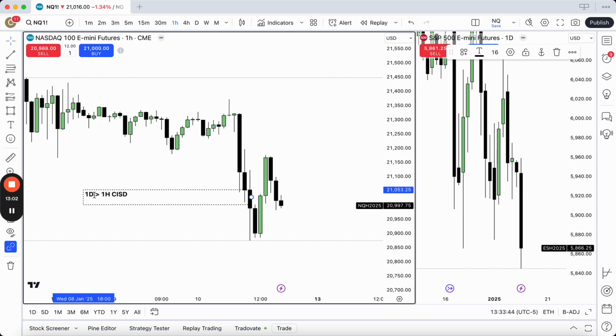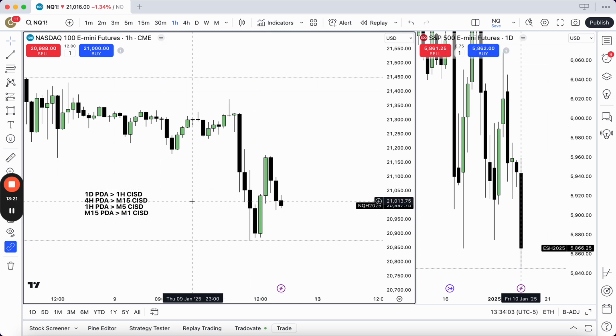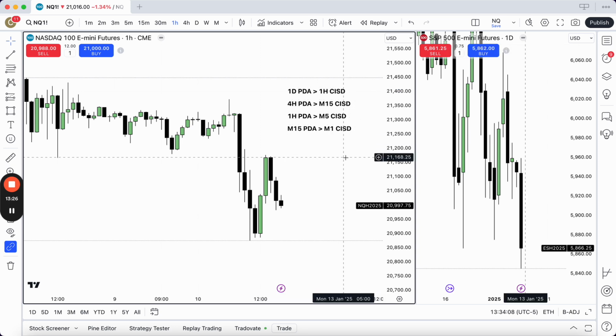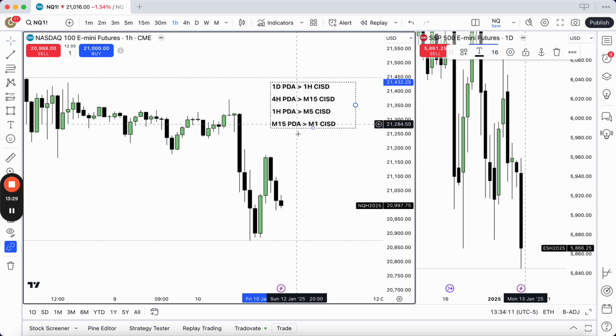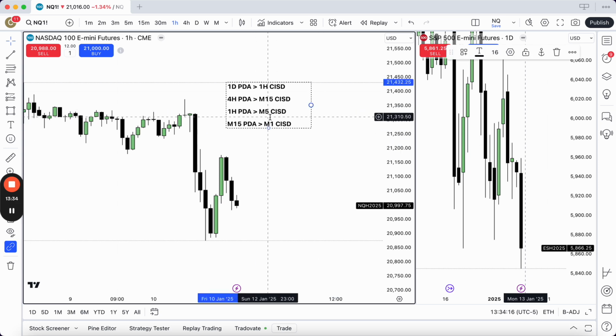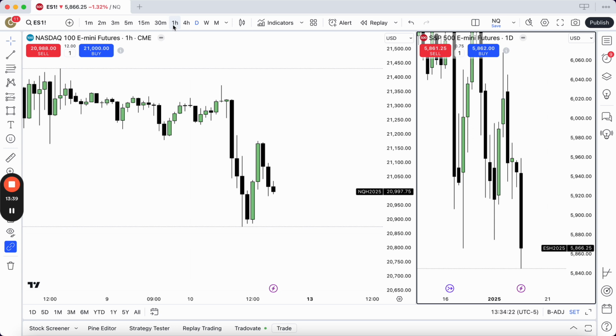Okay, let me just write that out for you. Okay? 4-hour PD array, 15-minute change in state of delivery, right? 1 hour PD array, 5-minute change in state of delivery, and then 15-minute PD array, 1 minute change in state of delivery. Okay? So now that you know time frame alignments, okay, well, we're not trading PD arrays right now. We're trading liquidity, but you should know this. So if you are trying to get an entry using liquidity, what you would typically do is use the higher time frames, right? I prefer the hourly. So I would use the hourly.